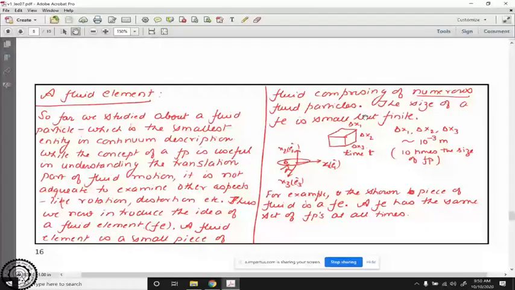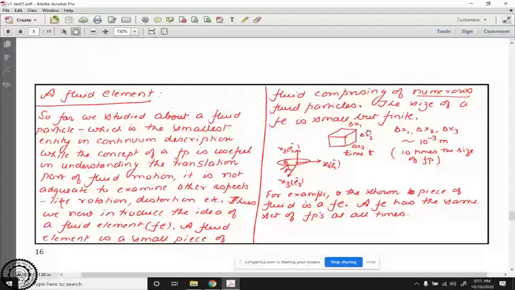So it's like you have now made, in continuum description, the particle a point mass, and now you are considering a small cube in continuum description. Mind you, the size of a fluid element is small but finite, whereas a fluid particle has no dimension. You may recall in continuum, in absolute sense it has, but that we have forgotten. In continuum, a fluid particle has no dimension, but a fluid element has dimensions, even though small. This is what I have shown.